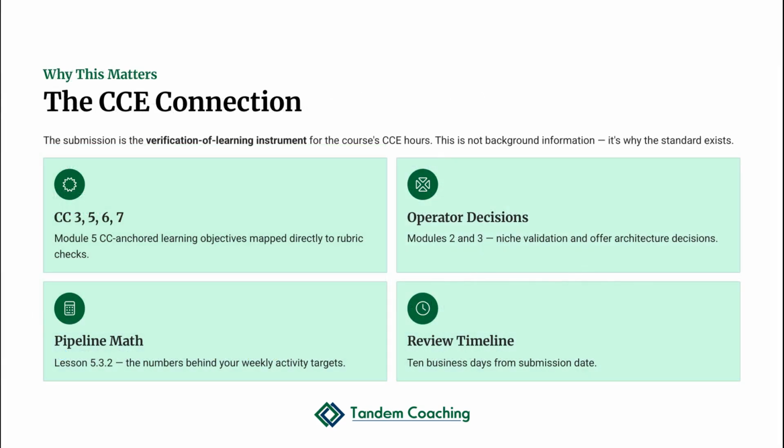The CCE Connection. The submission is the verification of learning instrument for the course's CCE hours. The rubric maps directly to the CC-anchored learning objectives, CC3, CC5, CC6, CC7 from Module 5, plus the operator decisions from Modules 2, 3, and the pipeline math from 5.3.2. This is not background information. It's why the standard exists. Review timeline, 10 business days from submission.